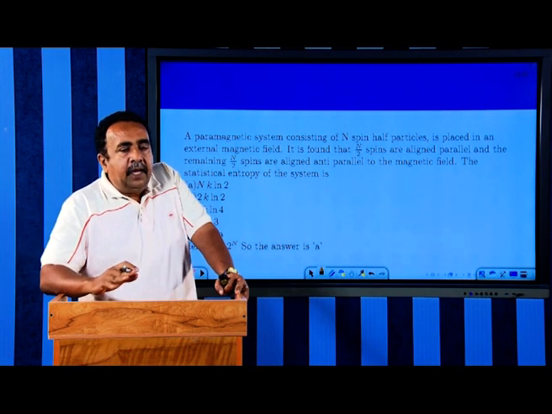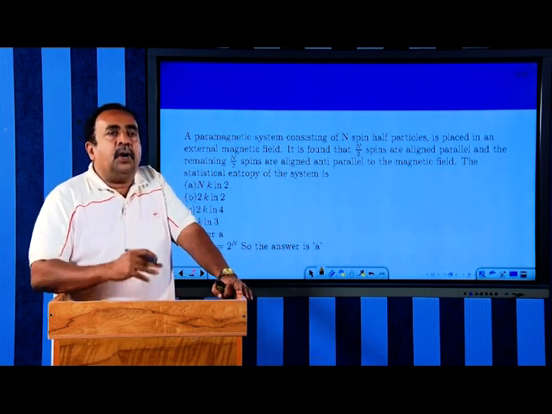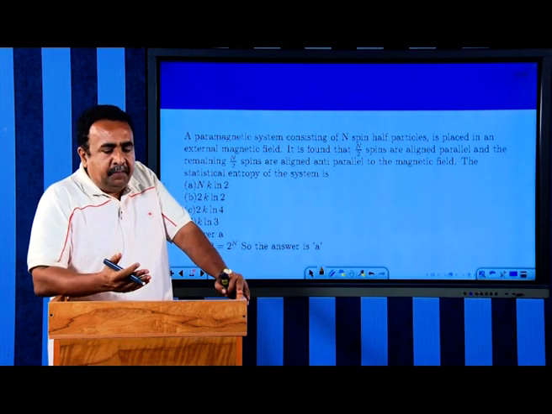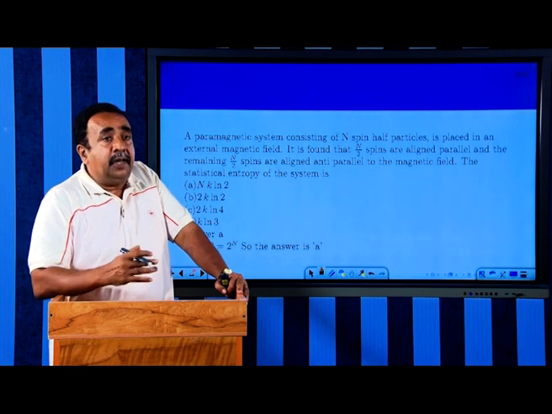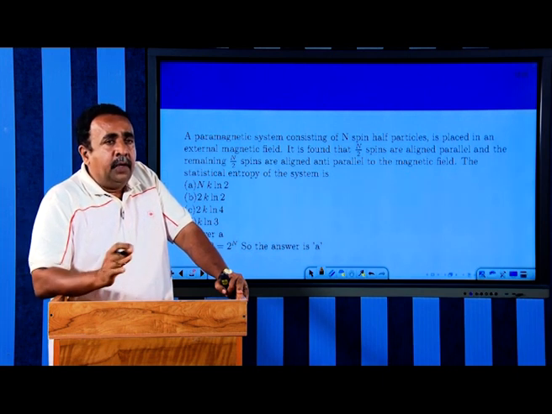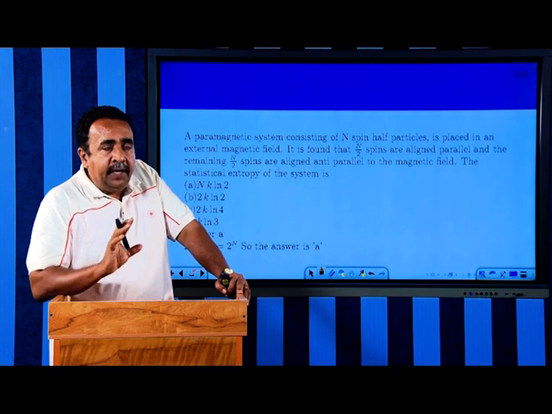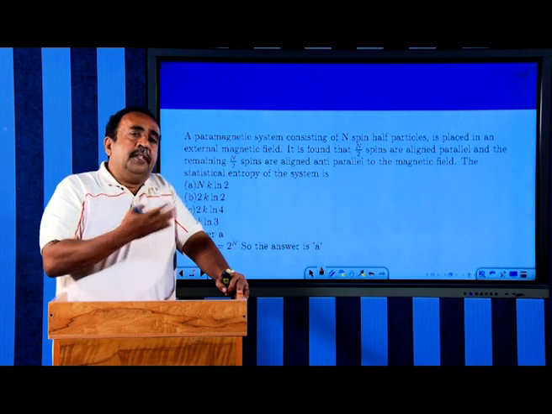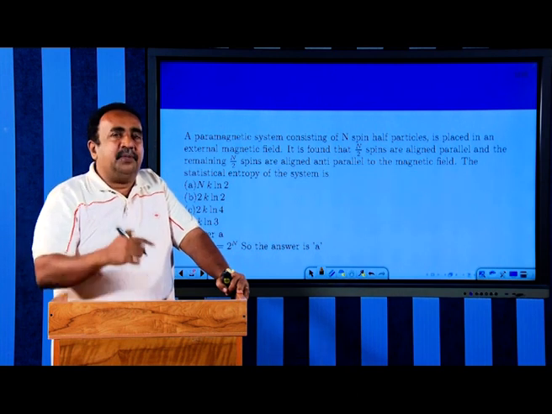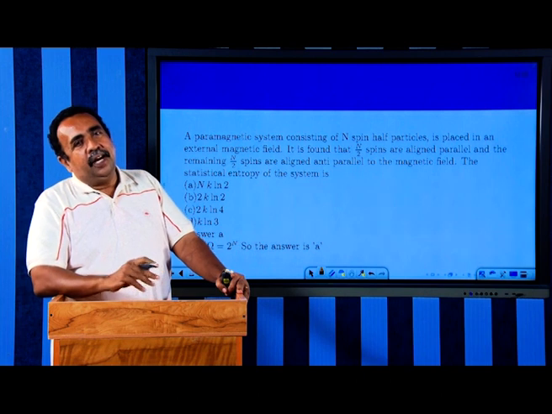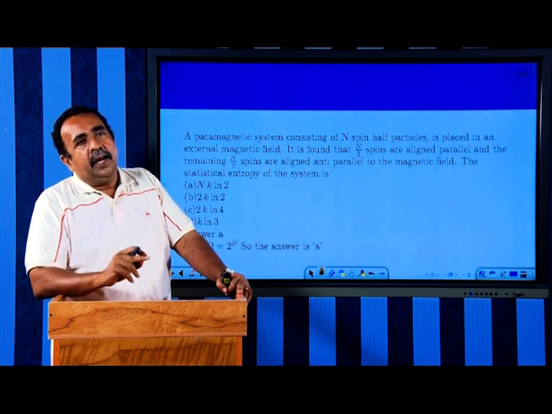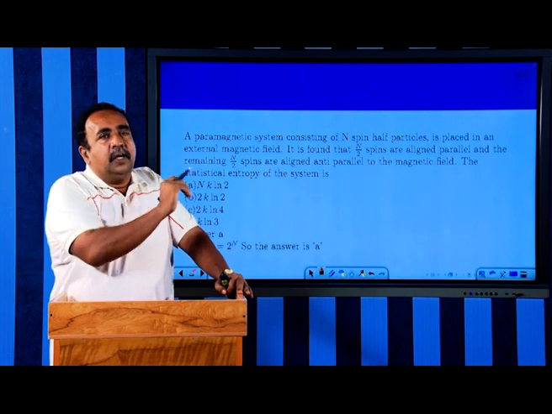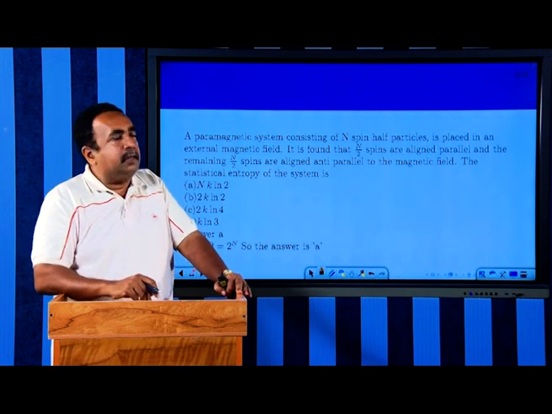Even though the problem is given in a complicated way, it is very simple. You have n by 2 particles in the up direction and n by 2 in the other, which gives n particles in total, and the number of states possible is 2. Therefore omega is 2 raised to n, so S is equal to k log omega, which is k log 2 raised to n. There is no need to work out all these things.